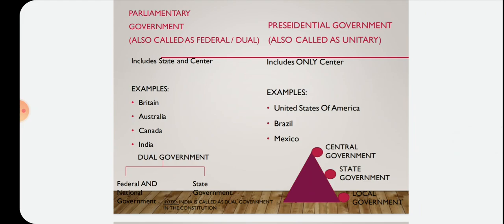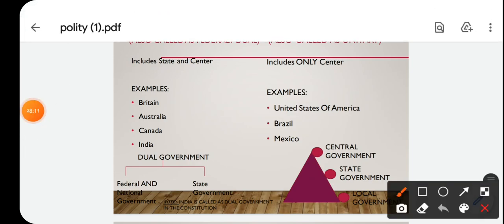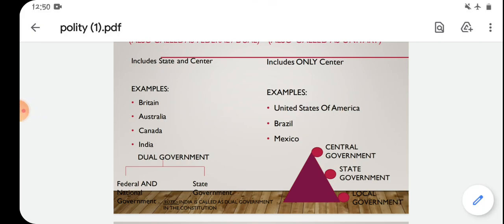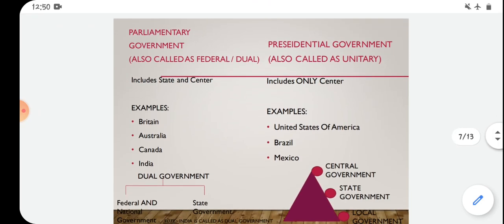Also please note a point that the term federal is nowhere written in our Indian constitution. Don't refer to parliamentary government as federal government. Instead you can use dual government. Now this dual government simply comprises of the national government, which means the center, and on the other hand the state government. This is all about the types of governments.